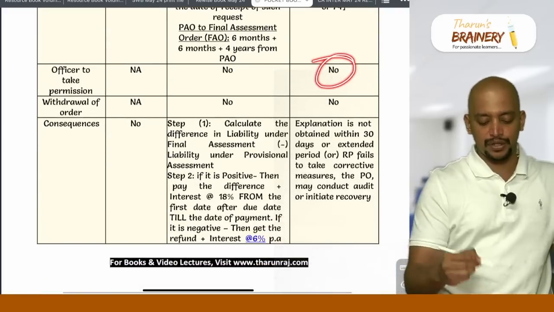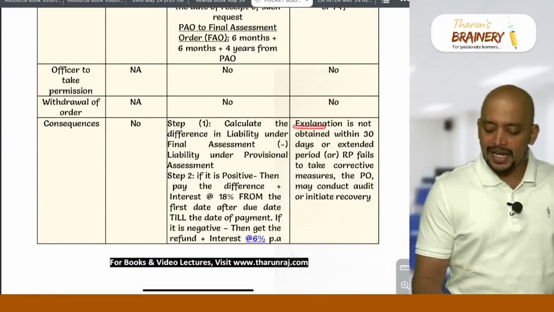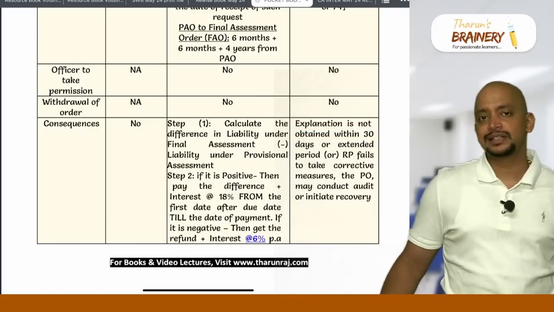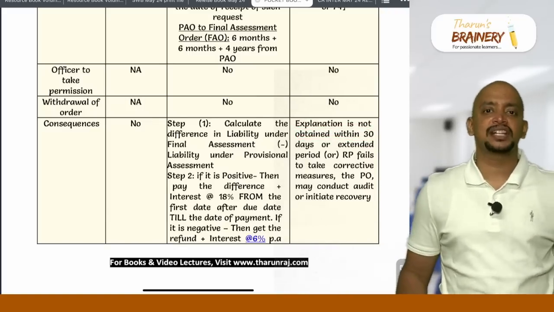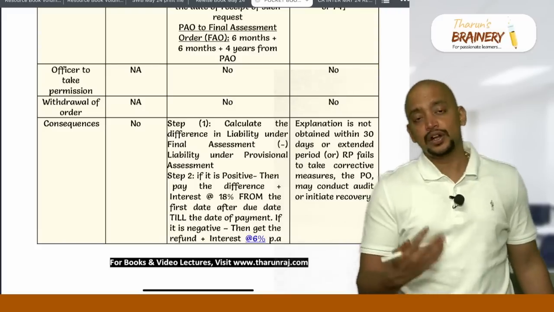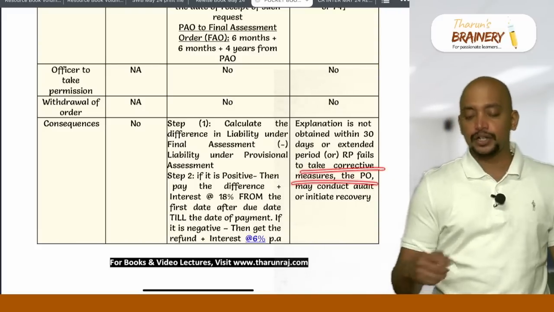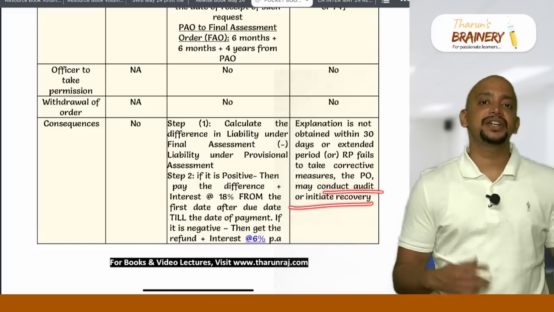Officer to take any permission: no. Withdrawal of order: no. Consequences: if the explanation is not obtained within 30 days or the extended period. What happens is that first they will give a notice, and thereafter they seek the explanation. The explanation, that is the reply, should be given within 30 days. Suppose the reply is not given within 30 days, or the registered person fails to take corrective measures, the proper officer may conduct an audit or initiate recovery.